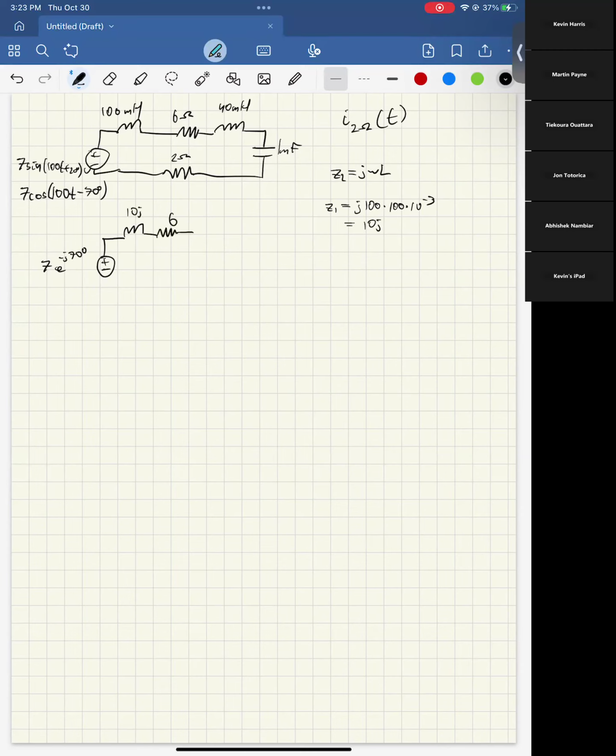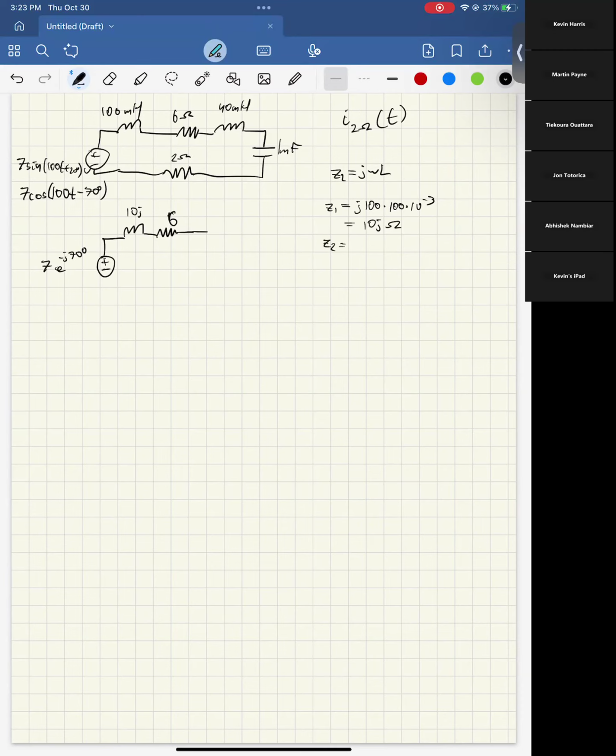Then we have 6. Oh, and these all have units of ohms. It's like imaginary ohms. Just don't think about it too hard. It does make sense based on what imaginary numbers are if you think about them, but just know that you can in fact add them together. They have the same unit.